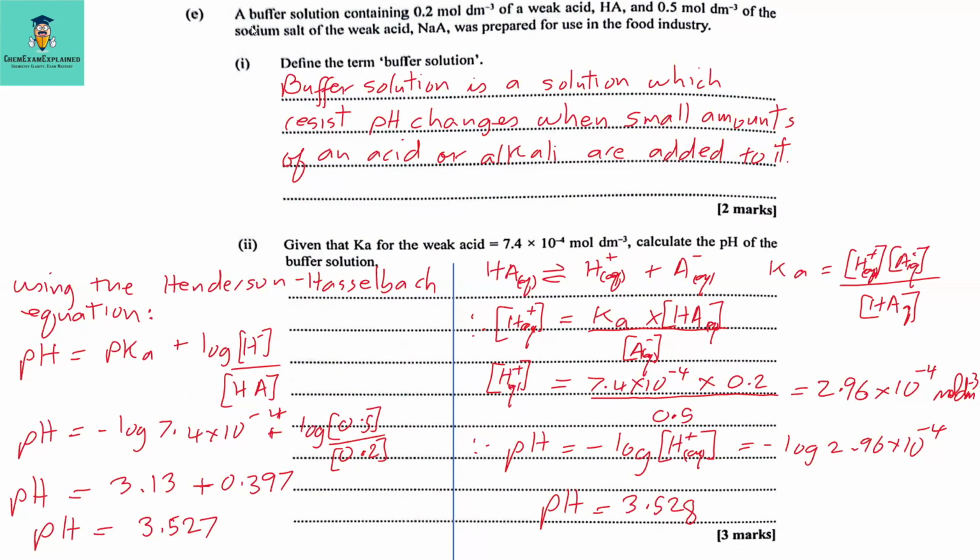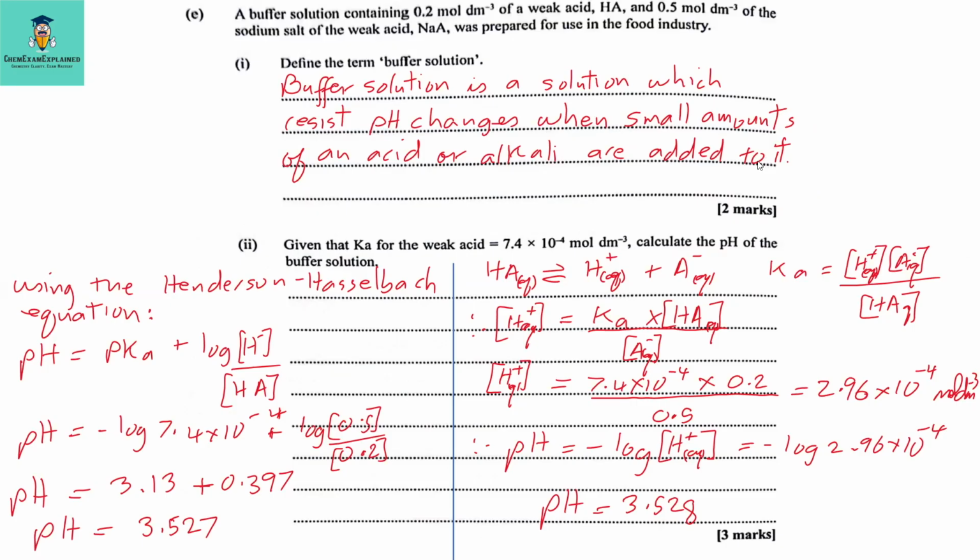Part E. A buffer solution containing 0.2 mol per dm³ of a weak acid HA and 0.5 mol per dm³ of the sodium salt of a weak acid, NaA, was prepared for use in the food industry. E part 1. Define the term buffer solution. A buffer solution is a solution which resists pH changes when small amounts of an acid or alkali are added to it.